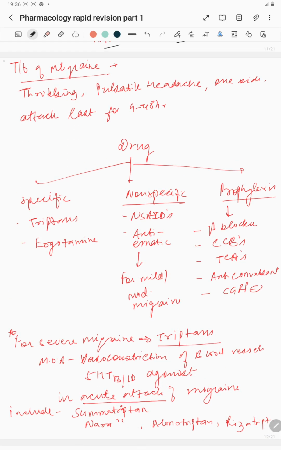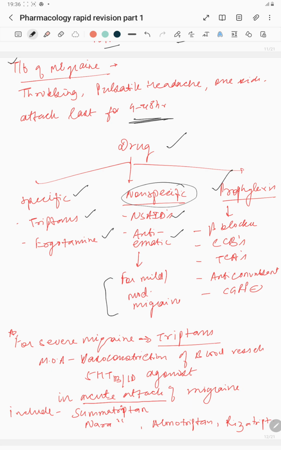Now we'll move on to the treatment of migraine. What is migraine basically? Migraine is a throbbing, pulsatile headache which is limited to one side, and can be associated with aura or without aura. The attack lasts for 4 to 48 hours. Other associated symptoms are photophobia, phonophobia, nausea or vomiting. The specific drugs for migraine include triptans and ergotamines. Non-specific drugs are NSAIDs and antiemetics, which are used for mild to moderate migraine.